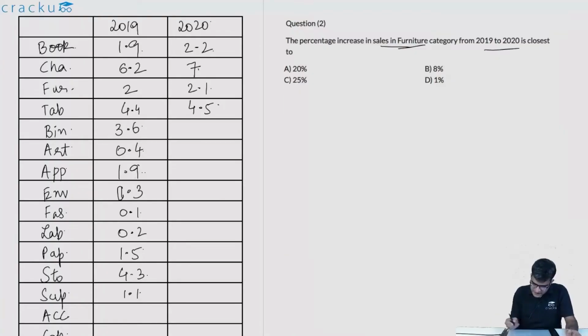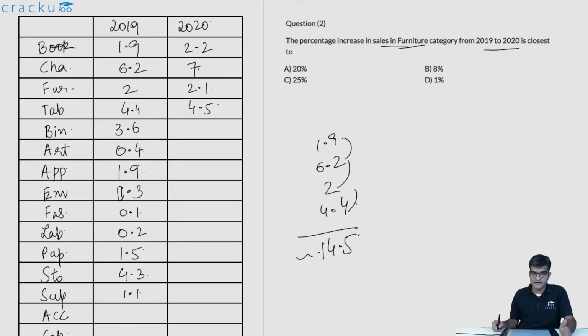What are we required to calculate? We are required to calculate the percentage increase. What is the total increase? Initially it was 1.9, 6.2, 2 and 4.4. What is this total? This is 8.1, 10.1, so something like 14.5. Approximately it was 14.5 in 2019.